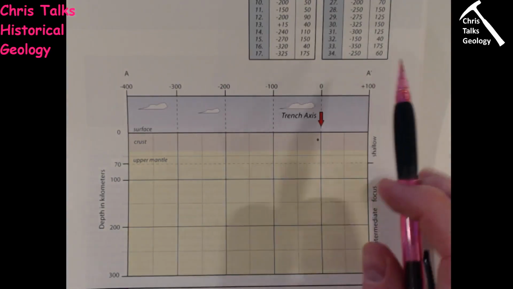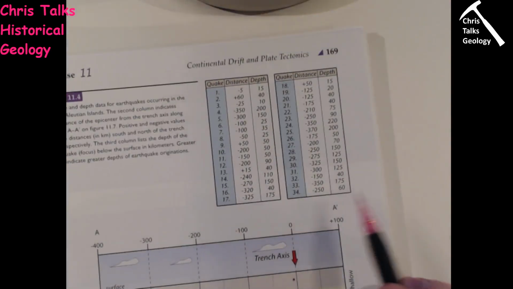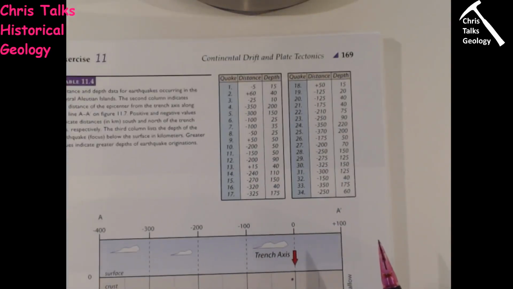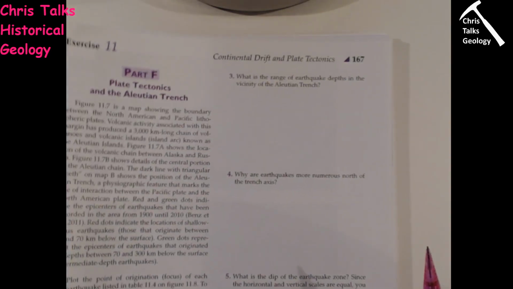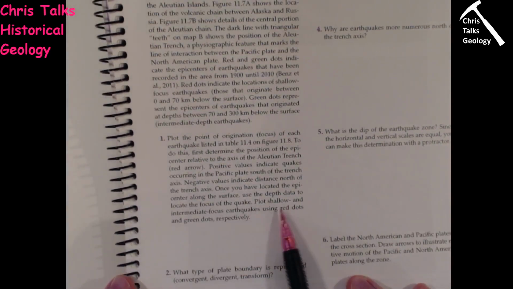And then you are going to do the same for the remaining 33 pieces of data. So you'll have 34 marks in total on this diagram, on diagram 11.8. All right, so we've plotted our points on, so that's part 1.